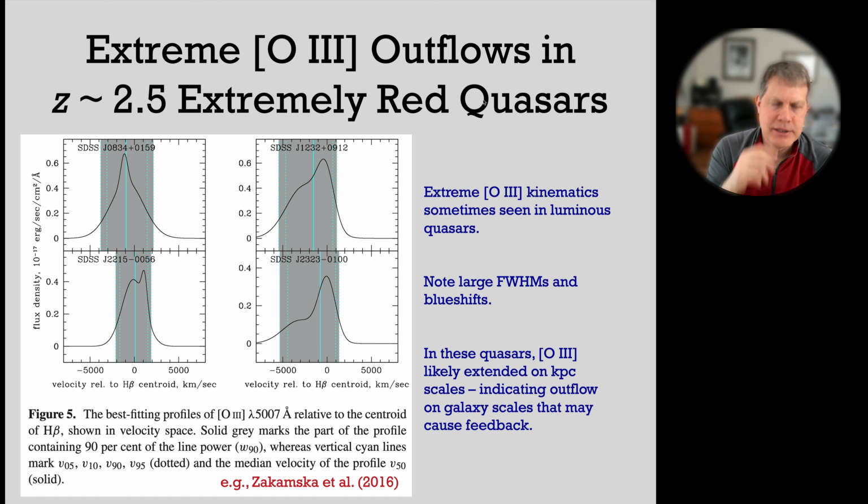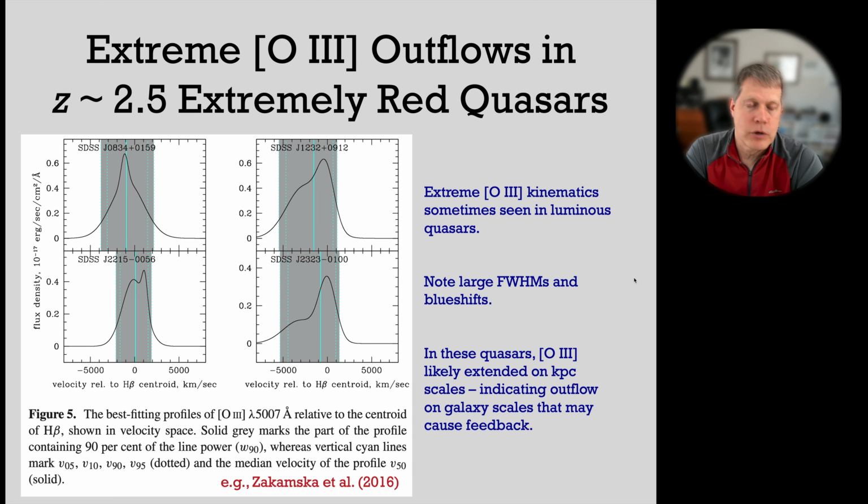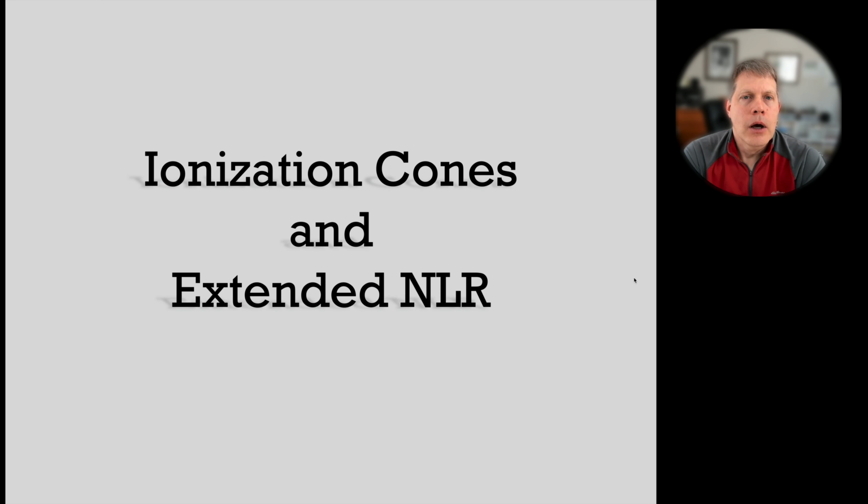Okay, so those are some examples of the types of things you can do by studying the kinematics of the narrow line. Fascinating results are indeed found. Okay, now I want to move on and talk about ionization cones and the so-called extended narrow line region.